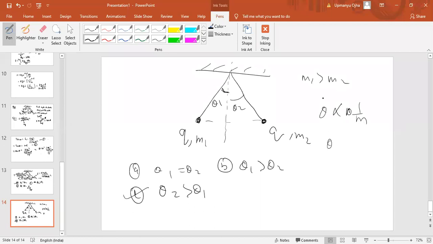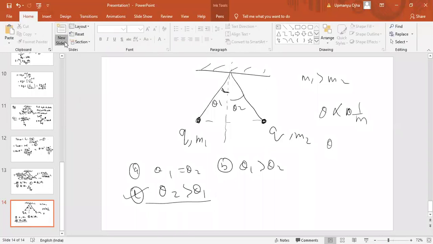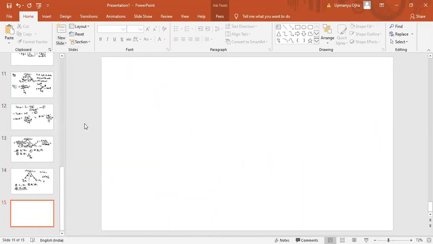Since we know that m1 is more than m2, the angle which m2 will make from the vertical will be more than the angle which m1 is making. So our answer is theta 2 is greater than theta 1. If you have got the answer, it is very good. Now, the next problem.